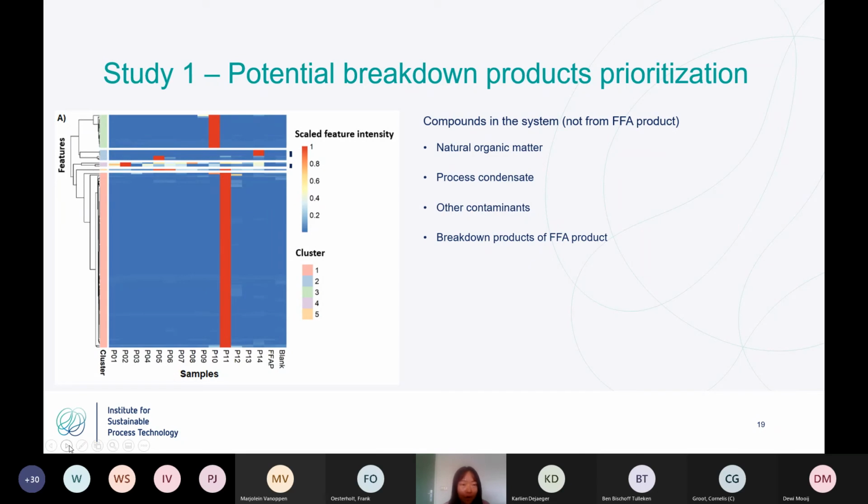For example, if we look at the first group on the top, for all the rows it has a red response in P10, which is the process condensate sampling point. So it means the group at the top are actually organic compounds from process condensate. So this is the idea of how we cluster different compounds.